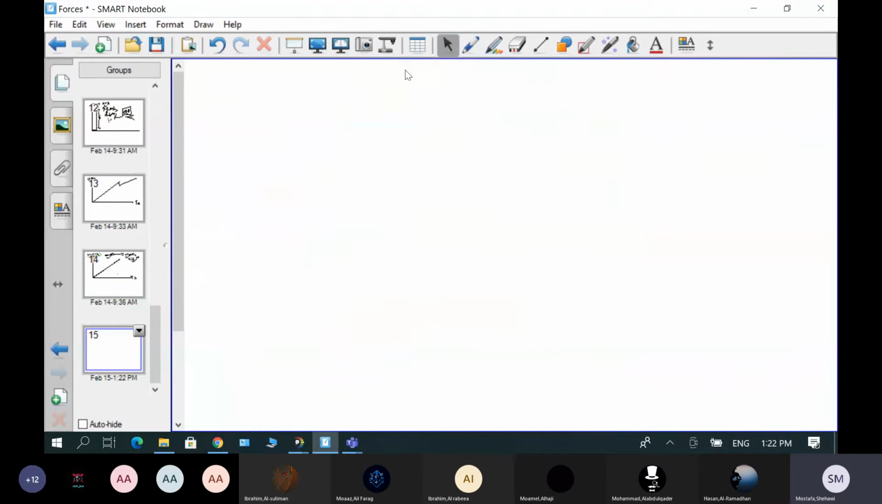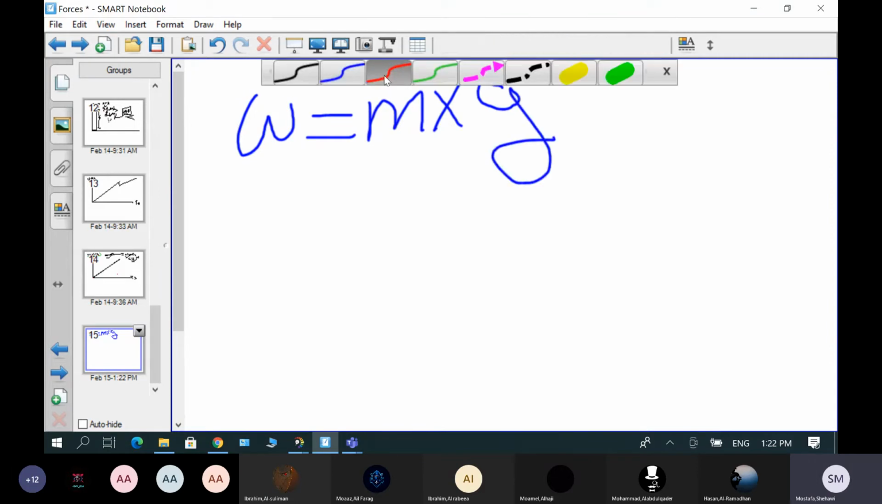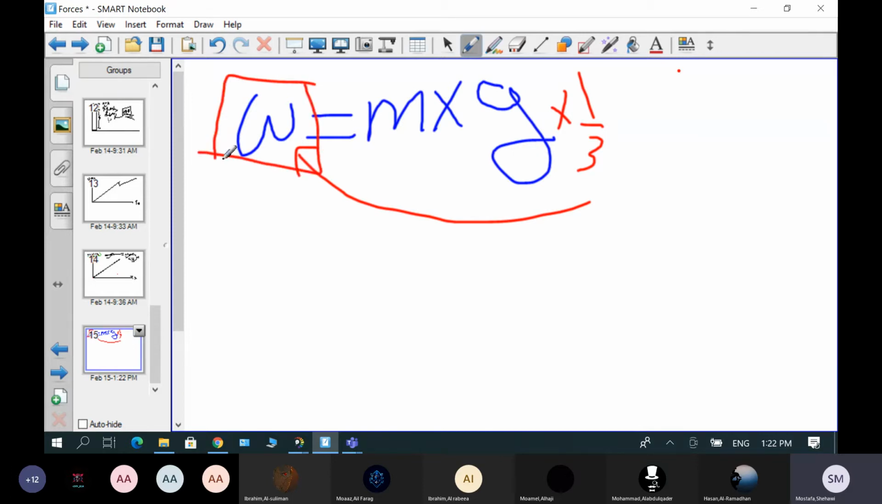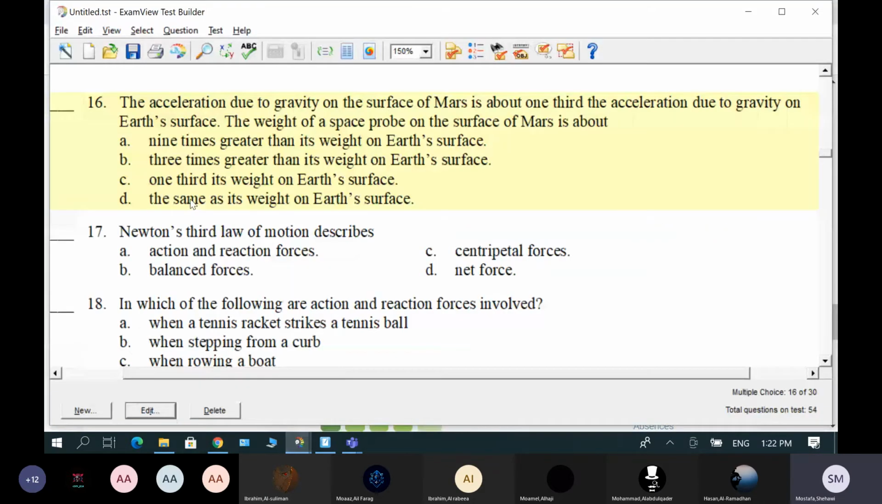Here, you have weight equals mass multiplied by gravity acceleration. So if gravity acceleration is decreased to 1/3, that will apply directly to the weight. The weight will decrease by the same ratio. So the weight will decrease to 1/3. That's the answer. So the answer here is 1/3 its weight on Earth's surface.